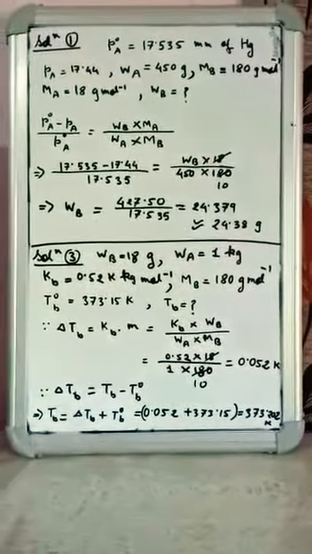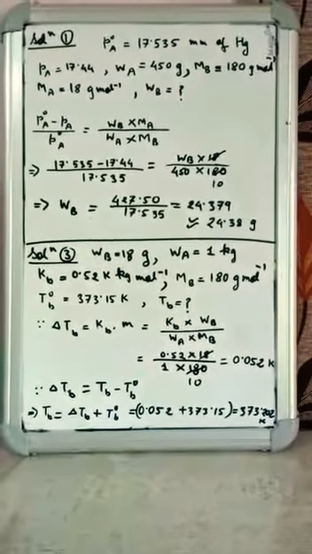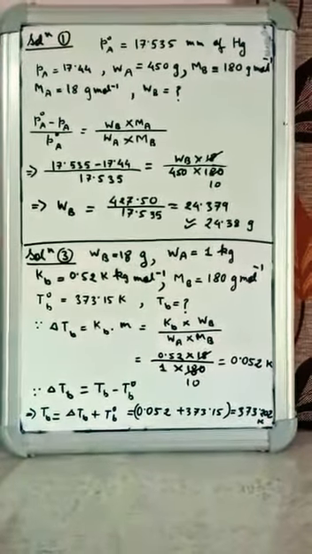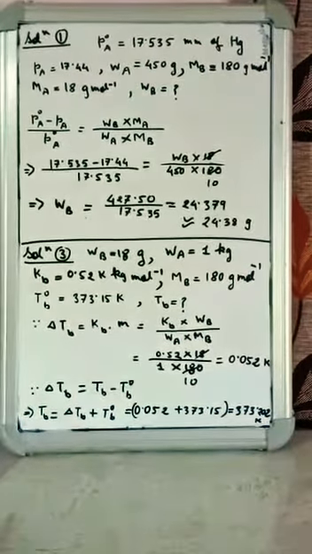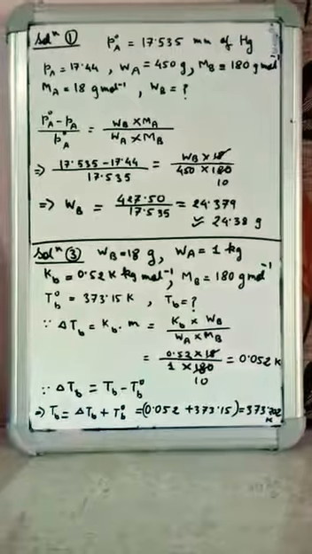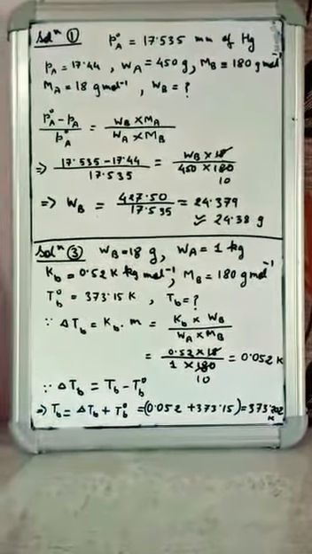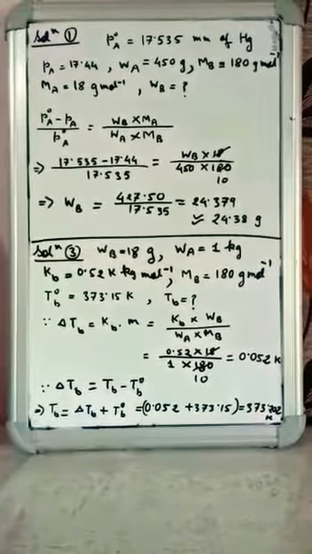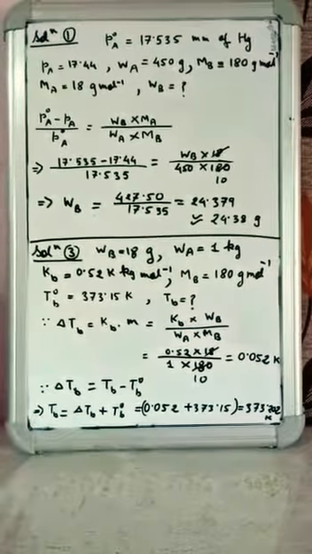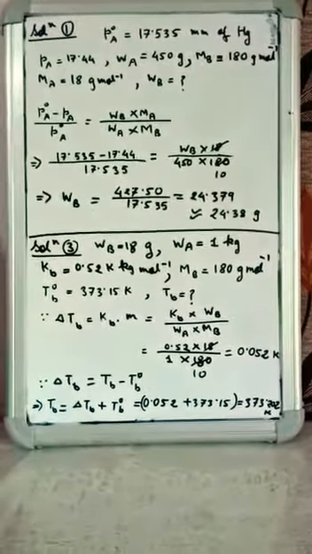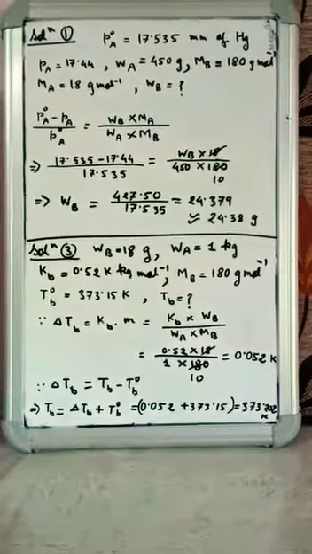In the first sum, I have asked you to calculate the mass of a non-volatile solute having the molar mass 180 gram per mole, which should be dissolved in 450 gram of water to reduce its vapor pressure to the value of 17.44 mm of mercury. The data given is that the vapor pressure of pure water at 293 Kelvin is 17.535 mm of mercury. This first sum is related to the first colligative property, that is the relative lowering of vapor pressure. And in this sum, please see the question.